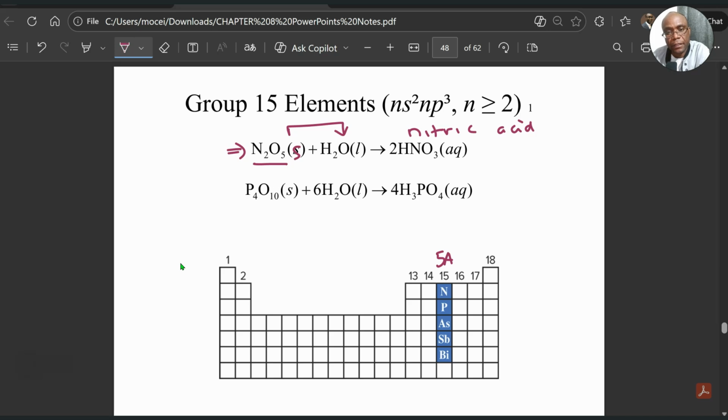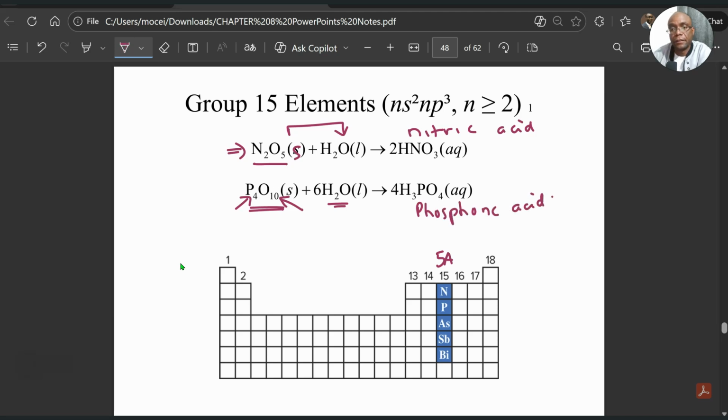And then tetraphosphorus decaoxide, tetraphosphorus because it's 4, decaoxide because you have 10 oxygens. The solid form of it in water is going to give you phosphoric acid.